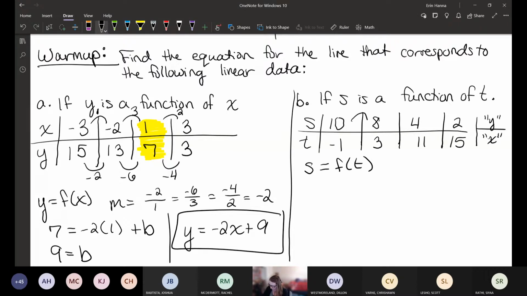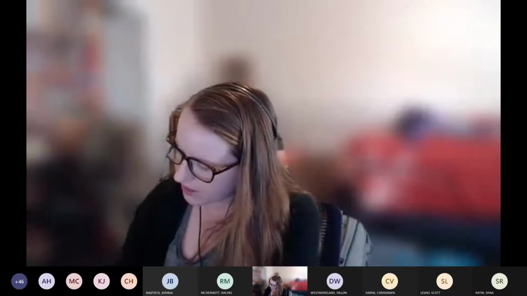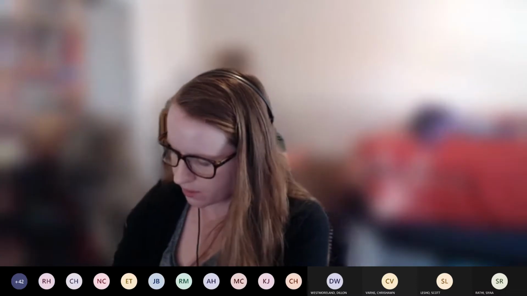So if we figure out what's going on here, we're going down 2, then down 4, then down 2. And then we're going up 4, up 8. Why is my brain not working all of a sudden? And up 2, 4. It said 2, I wrote 4.